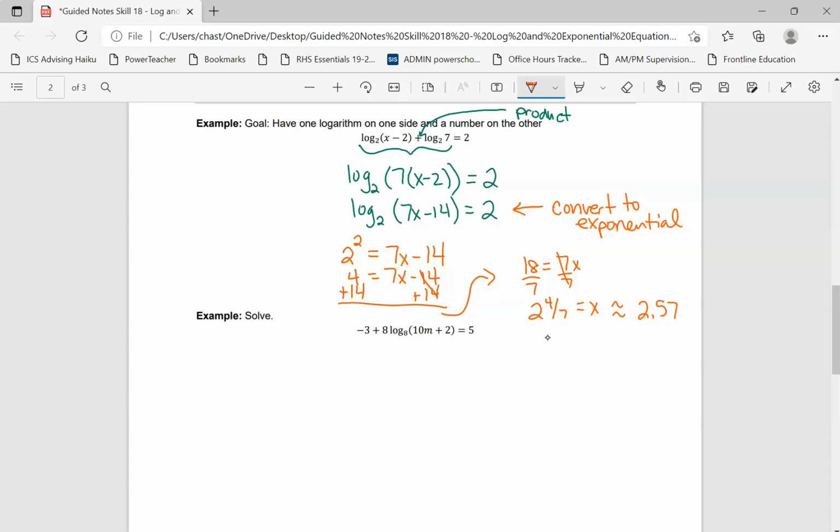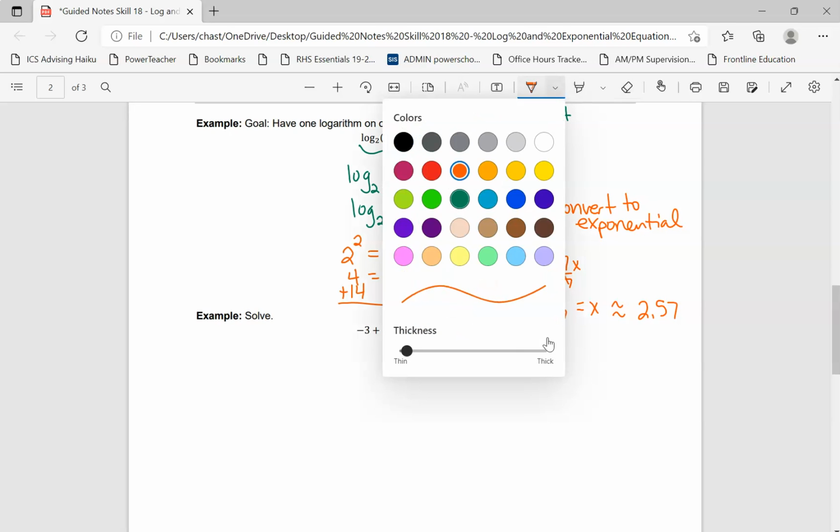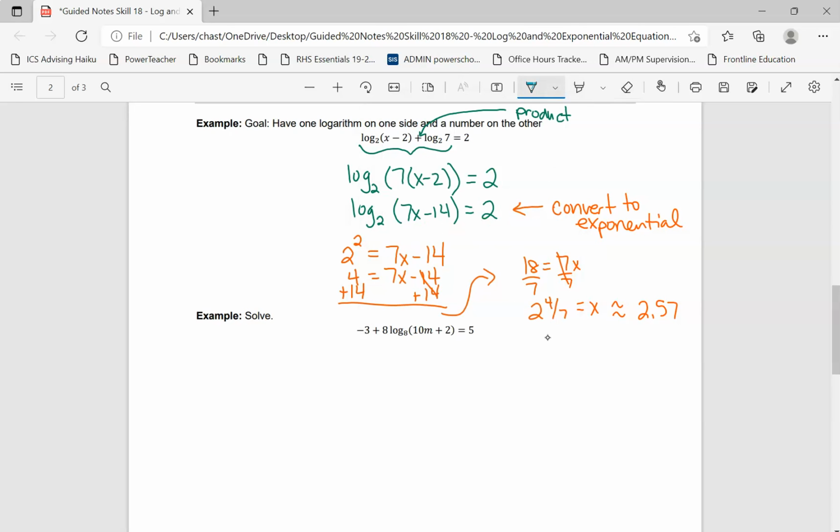All right, now before we assume that that is the correct answer, let's make sure it doesn't make any logs equal to 0. Or not equal to 0, but rather make any logs not be positive. So if I look here, I have this argument of x minus 2. If I replace x with 2.57, 2.57 take away 2, we're still positive. So this answer is okay. You could have left it in the mixed number form.